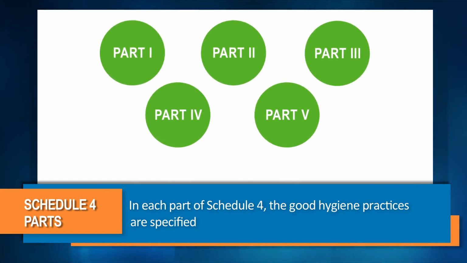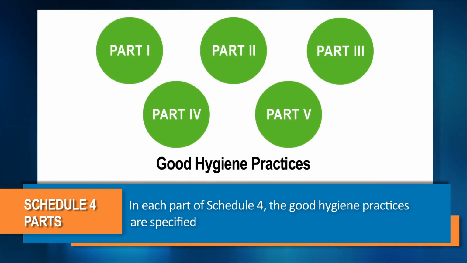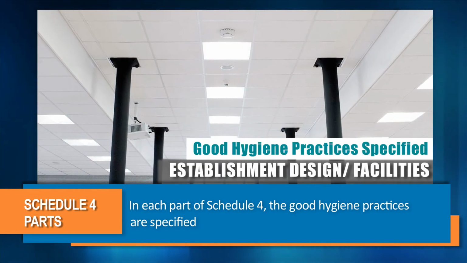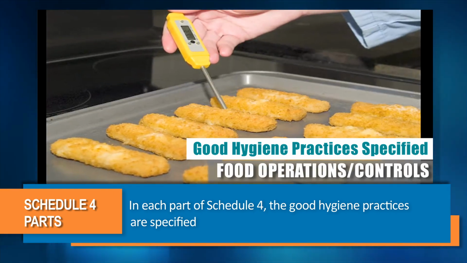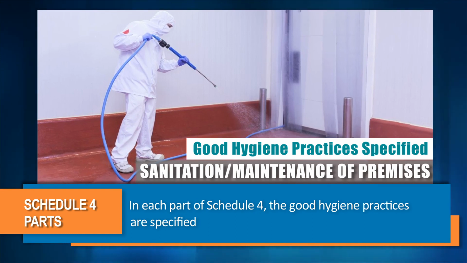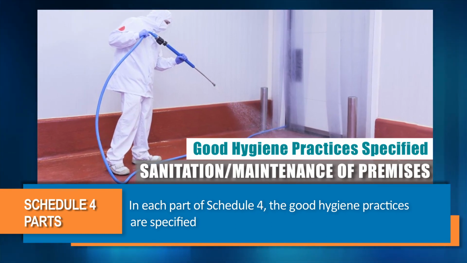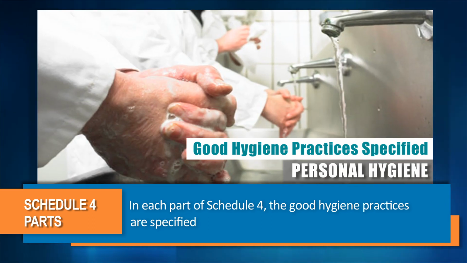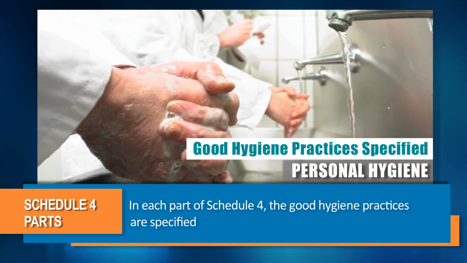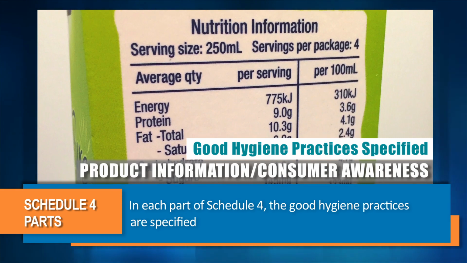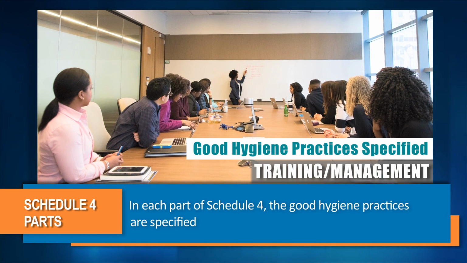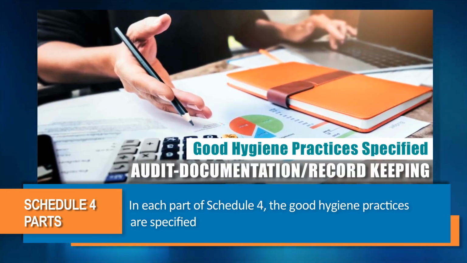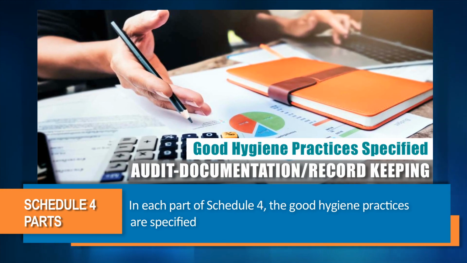In each part of Schedule 4, the good hygiene practices are specified for establishment design and facilities, food operations and controls, sanitation and maintenance of establishment premises, personal hygiene, food product information and consumer awareness, training and management, and audit documentation and record keeping.